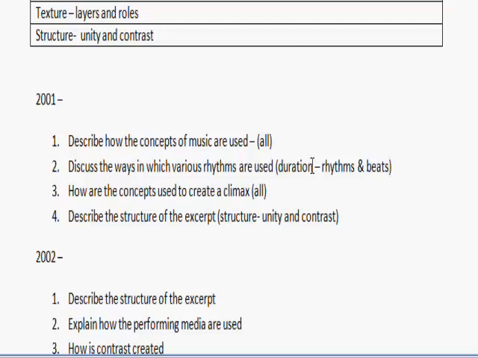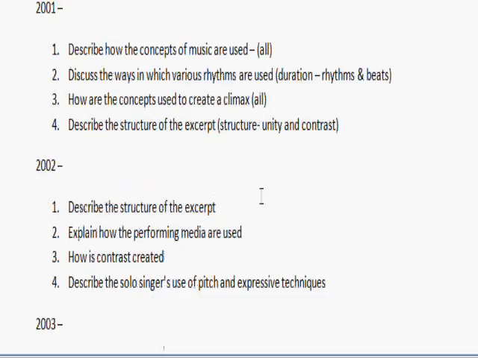Okay, we go to 2002. We have structure. Easy. Explain how the performing media are used. Performing media comes under tone colour. And as long as you tie it back, you can talk about anything. You can talk about this tone colour did this or this tone colour did that. So in a way, it's saying how are the instruments used.